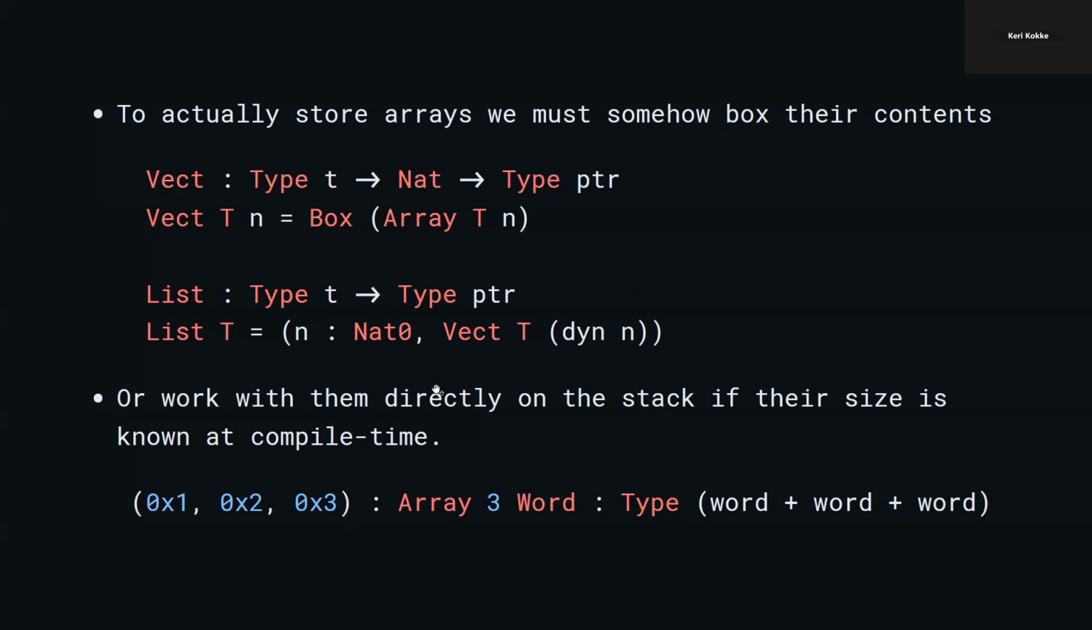But if we actually know the layout at compile time, then we can just directly operate on inhabitants of this type, right? So if we write something like this, we can type it as an array of 3 words, where word is just machine word type or whatever you want. And this is going to have this layout, which is statically known, and therefore we don't really need to box it. Okay, so we can basically reuse this across both levels.